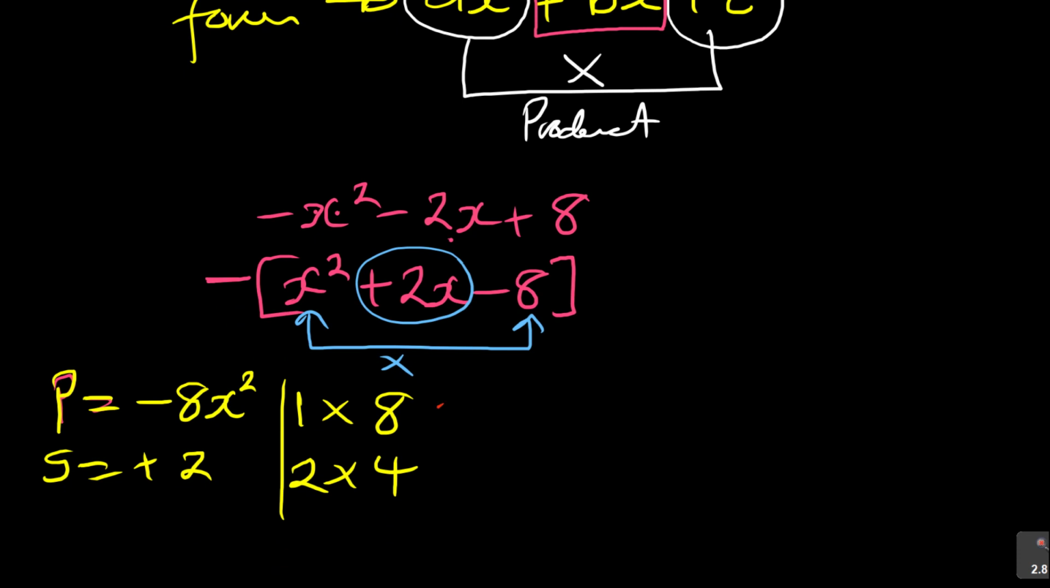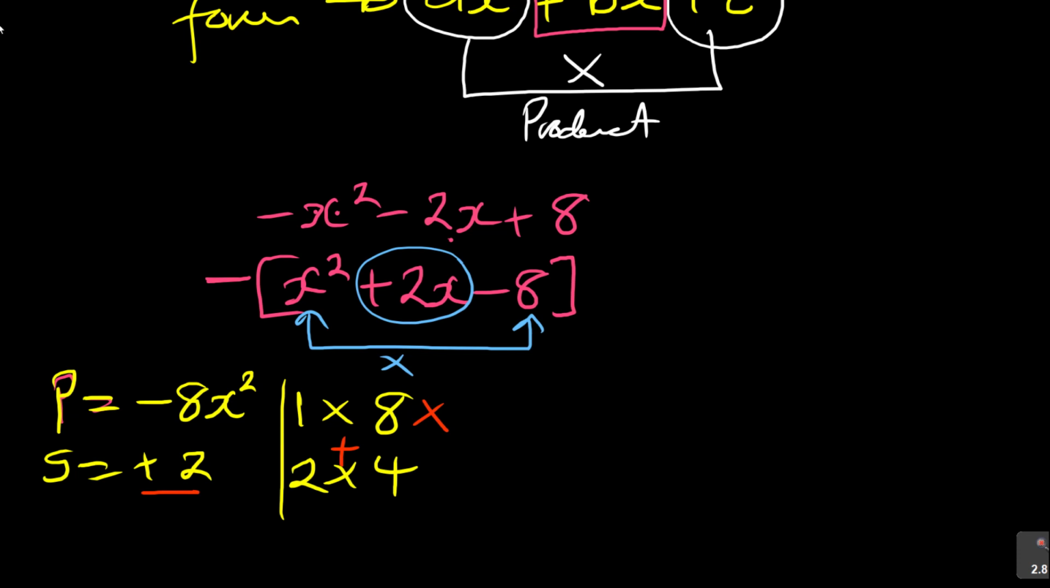But now, careful. We are looking at getting a sum of 2. So the first one is off. 1 and 8 can't give me a sum of 2, but here I can get a 2. Look, the bigger number has to be positive. Why? Because it's positive 2. So if I add this, how do I get a 2? Let's say I'm working like this. 2 and 4, how can I get a 2?